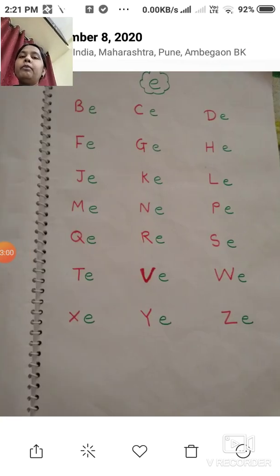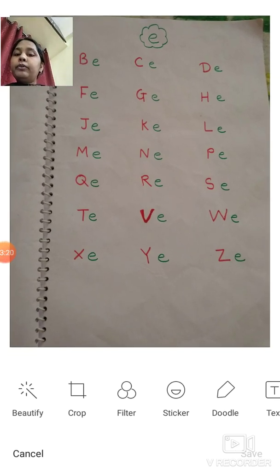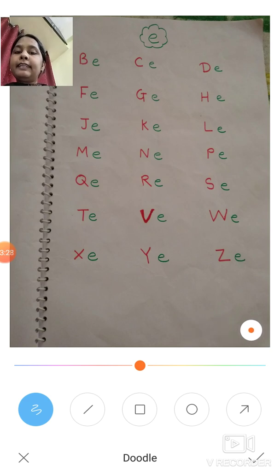Now today we move on to the E sound. Okay. So now repeat after me. A, B, C, D, E. Okay, so we are going to learn the E sound. Okay, we are going to learn this E sound. E. So in this chart, whenever you find E, your pronunciation is A.